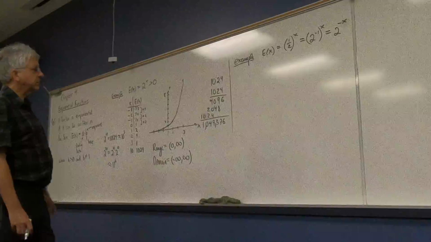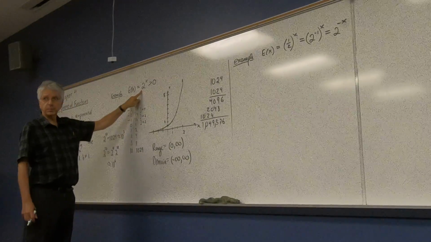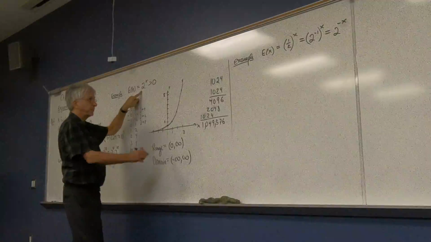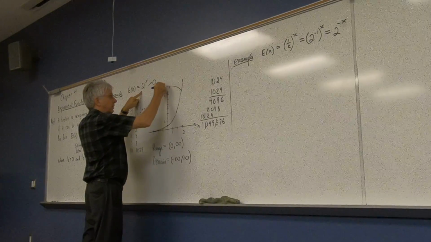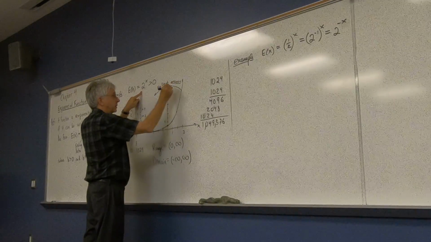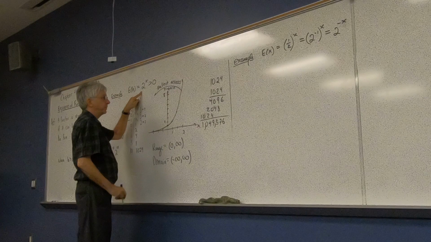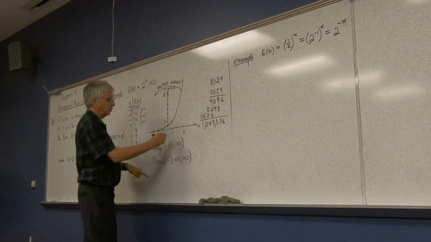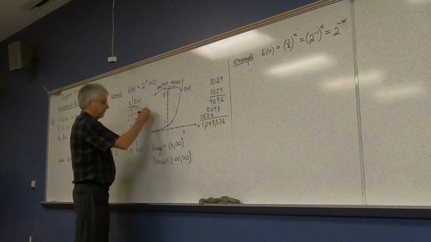So this is the same as if I replace x by negative x here. And what does replacing x by negative x do? Well, you reflect across the y-axis, right? So this point that was at 3/8 is then at negative 3/8, right?